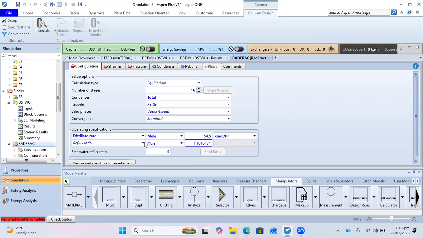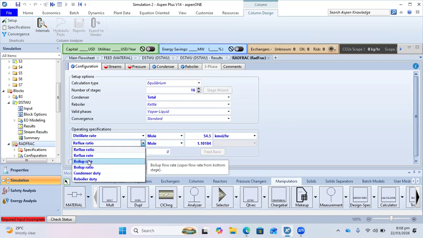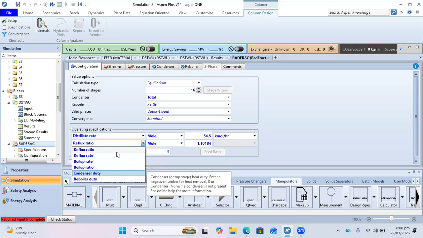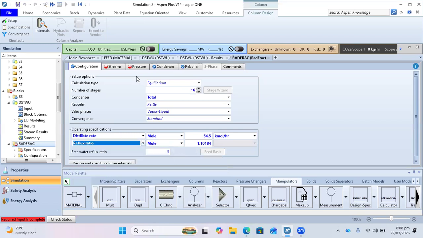Now, someone may decide that, okay, I don't want to specify the reflux ratio. You can choose other things. Maybe you want to specify the reflux rate. So not the ratio, but the rates, you know, the flow rate or the boilup rate or the boilup ratio or your condenser duty or your reboiler duty. If you have information on any of these things, you can put that information in here and Aspen will be able to work with it. So now we are done with the first part.